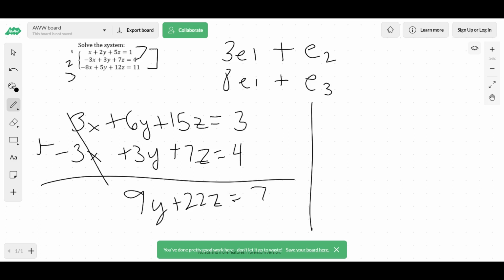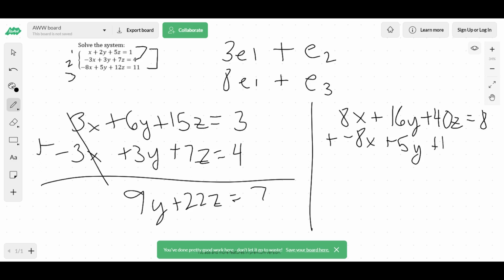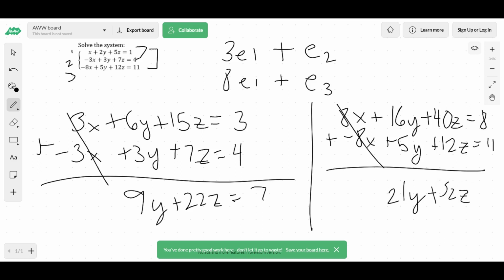And now we're going to use equation 1 again, and using it times 8 we would get 8x plus 16y plus 40z equals 8, and then we will add it to our negative 8x plus 5y plus 12z equals 11, and that will cancel. This would be 21y plus 52z equals 19.